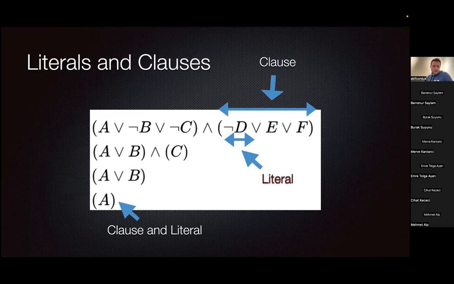So a Boolean equation looks like this. We have literals or atoms that can have true or false values. Literal and atom are the same thing, so they are used interchangeably in the literature. A clause is an equation consisting of literals that are connected with and or or operators.